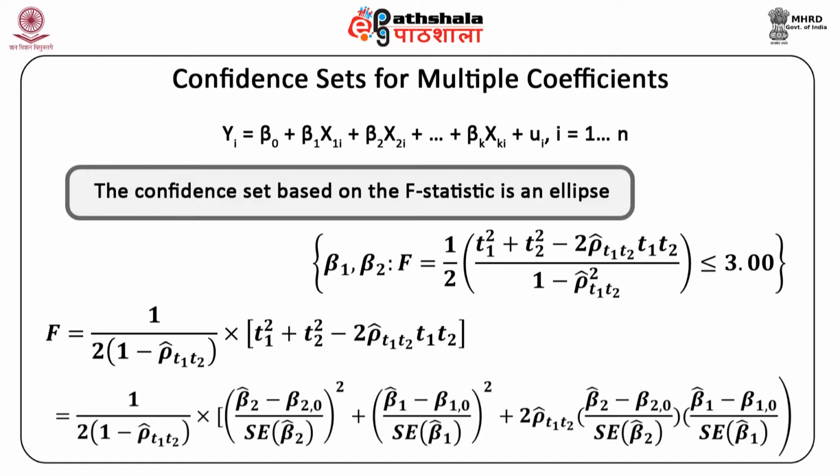So the confidence set based on the F statistic is an ellipse in this case, and we have the formula, you can see it on your screen, for this ellipse. Now this shows that it is a quadratic form in beta 1 0 and beta 2 0. Thus the boundary of the set, F equal to 3, is an ellipse.